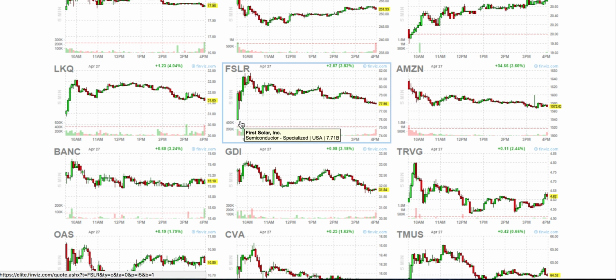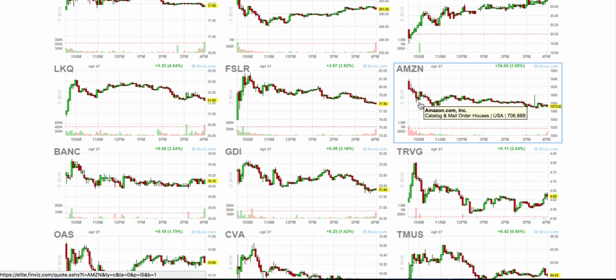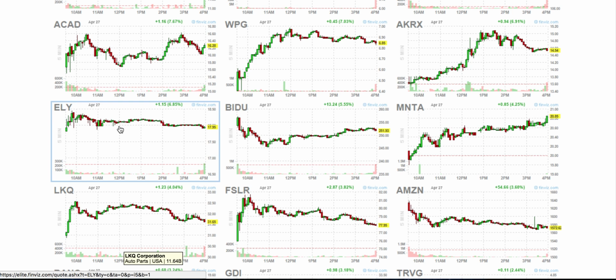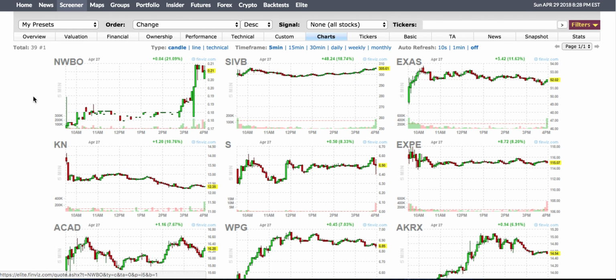If it sets up on the 5 minute chart, then I can manage my trades accordingly based on how it's doing. For example, in First Solar, you have a move up, double top, short around 81, it flushes right back down, right? Amazon, first move down, pop back up, hold under 1600, it comes back to around 1580 level, right? So this is where you can try to trade gaps using Finviz.com, the elite version.